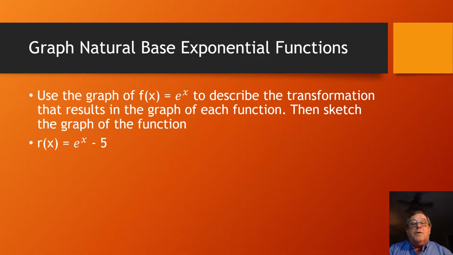All right, so again, we're going to compare the graph of f of x equals e to the x power to r of x, which is equal to e raised to the power of x minus 5. And this negative 5 sitting out here, not in the exponent, not as a coefficient, is going to give us a vertical shift down, a vertical translation down by 5. So why don't we go to the calculator, we'll graph both e to the x and e to the x minus 5 and look at that comparison.